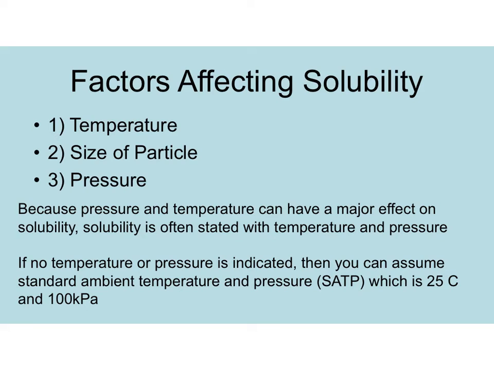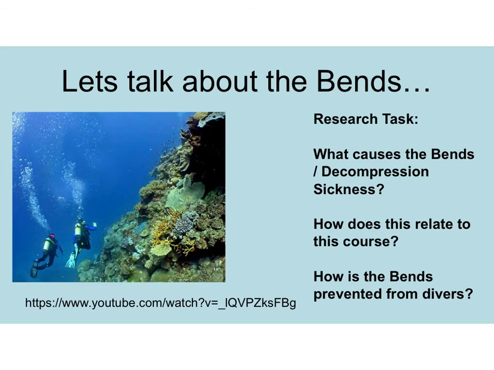Because pressure and temperature can have the biggest effect on solubility, solubility is often stated with temperature and pressure. They usually don't state the size of the particle when they're talking about solubility, but they'll usually state both of these because they have such a big effect on solubility. Now, if they don't state it, if they just say 25 mL, then you can assume that it's SATP. SATP stands for standard ambient temperature and pressure. As a chemist, you should know that our standard temperature is 25 degrees Celsius, and our standard pressure is 100 kilopascals. Okay. So if we were in class, we'd talk about the bends and what causes that.